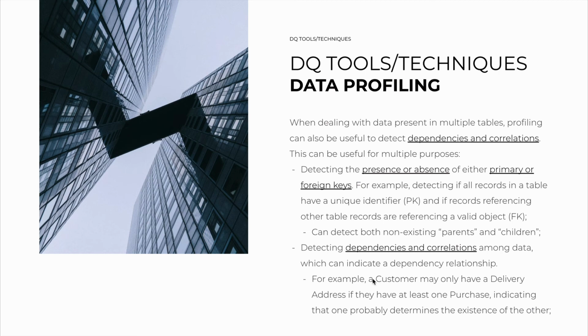For example, a customer may only have a delivery address if they have at least one purchase, indicating that the existence of one field probably determines the existence of the other one. And it can even suggest a rule, such as if there is a purchase with a given customer reference, then that customer must have at least one valid delivery address. These sound basic, but putting them formally is important, and the profiling tool helps you do exactly that.